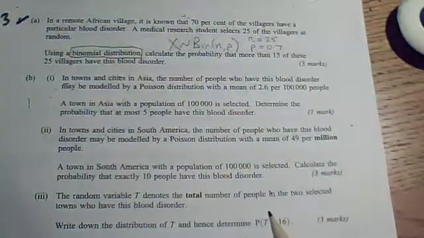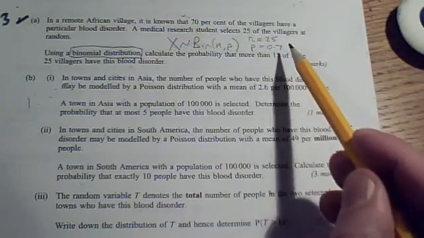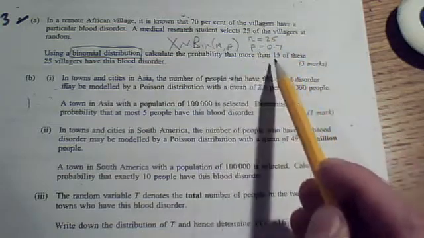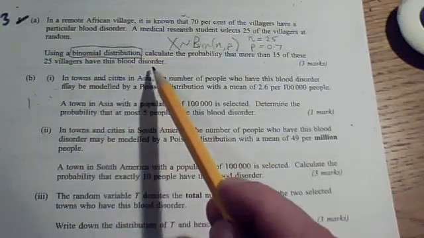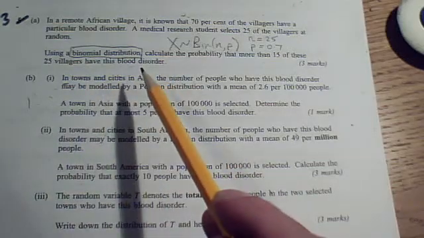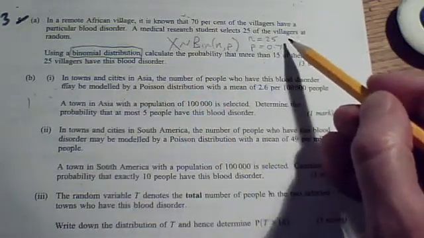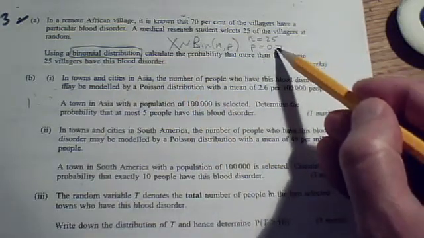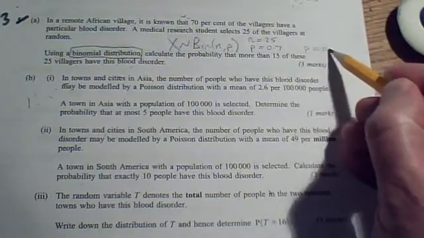But if you do it that way, then you'll discover that these are not in the tables. And the best way to get the probability of more than 15 out of 25 having the blood disorder, that's a lot of separate probabilities to add together. So you need to use the trick for using the tables where instead of using a p of 0.7, you use a p of 0.3.